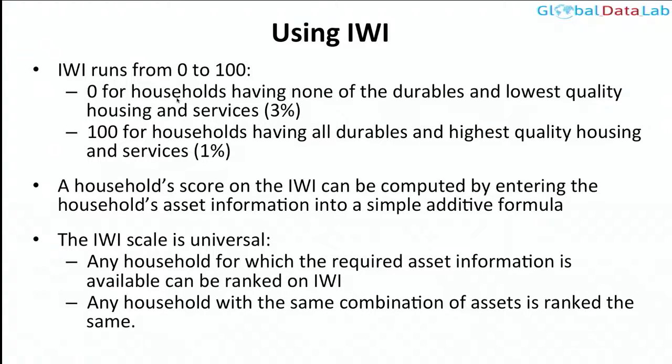This index can be very easily added to your survey if you do surveys in Africa and other poor countries, and you can find information on our website. And it's a universal scale. So any household in the world, if you have the required asset information, you can give it a rank on that scale. Although the wealthy households in wealthy countries, of course, are all more or less on 100. But any household with the same combination of assets is ranked the same.